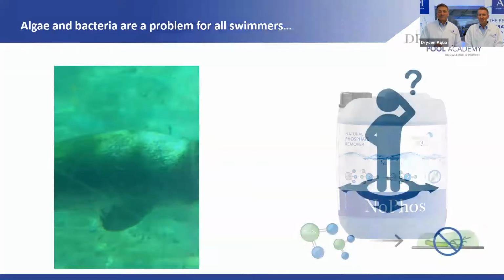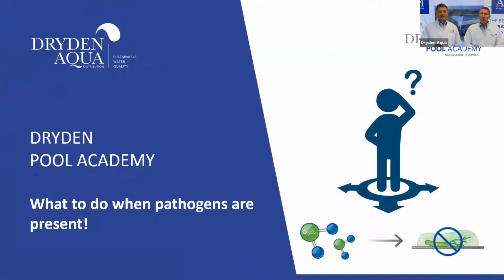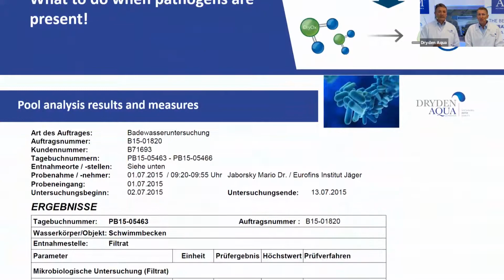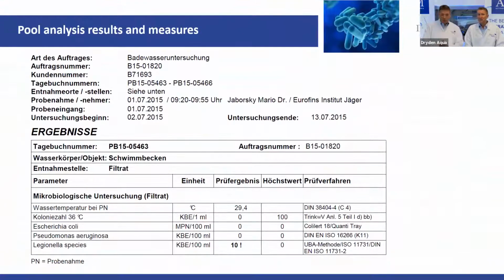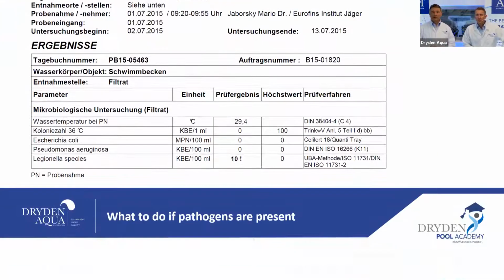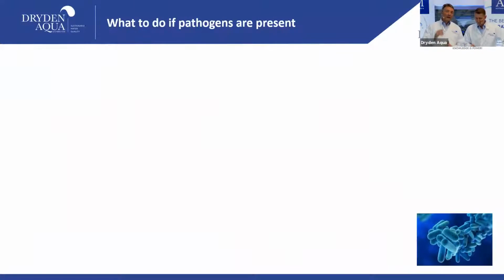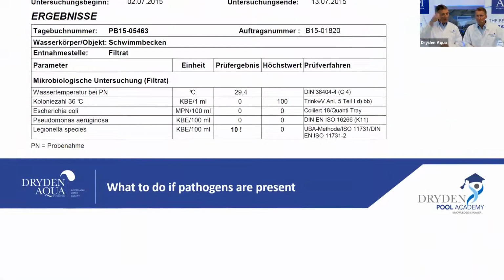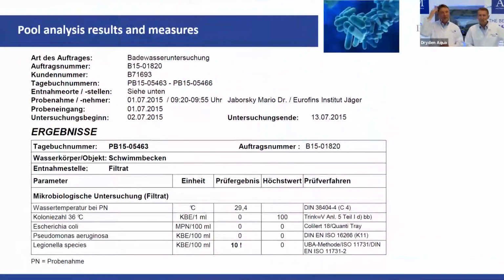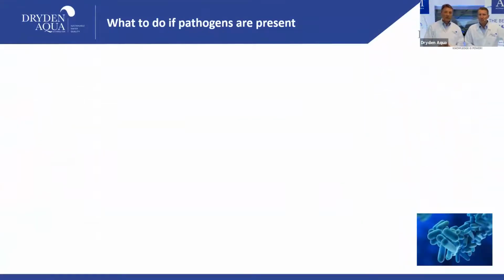Okay, so what can you do when you have germs in your pool? This is how the reports here in Germany look. Let's not go too deep, but here they had Legionellas, and then you have to do something. Next, just quickly to show you 3 steps that you can do.